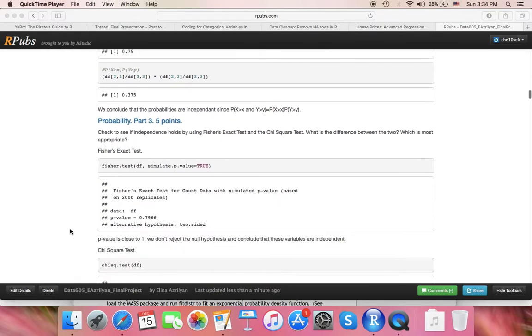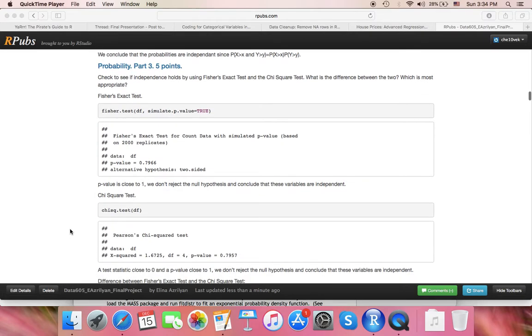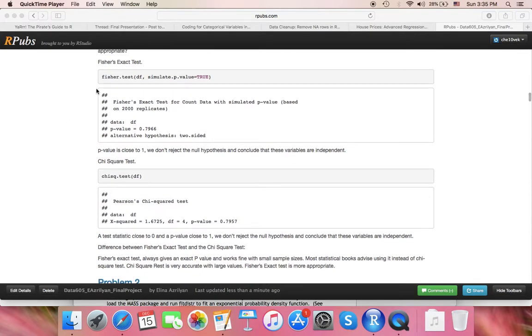And the next step was to check whether the independence holds by Fisher's exact test and chi-square test. So I used these two functions in R to calculate that.